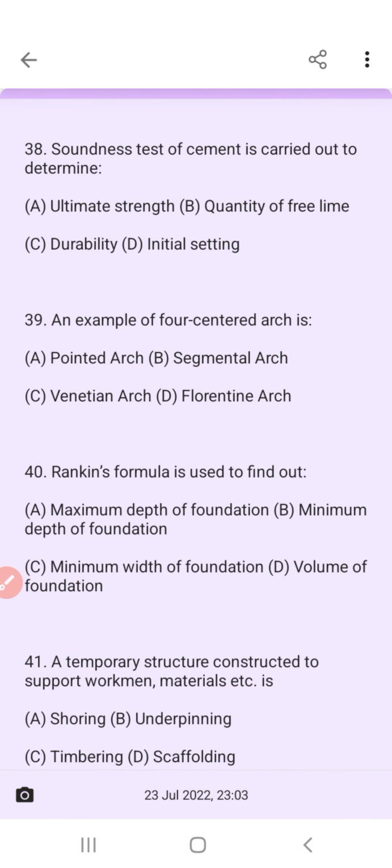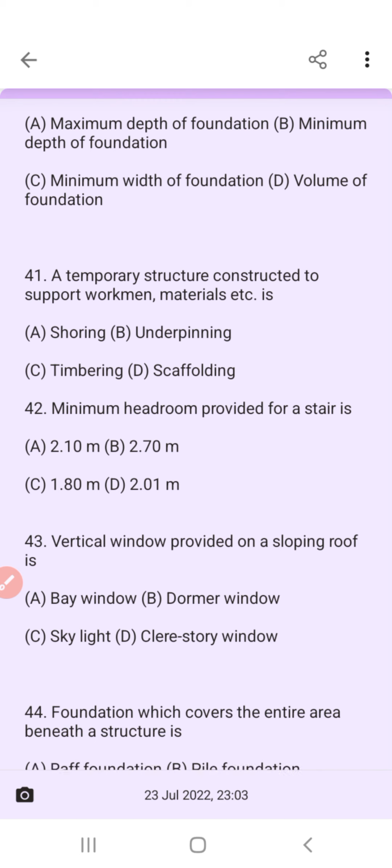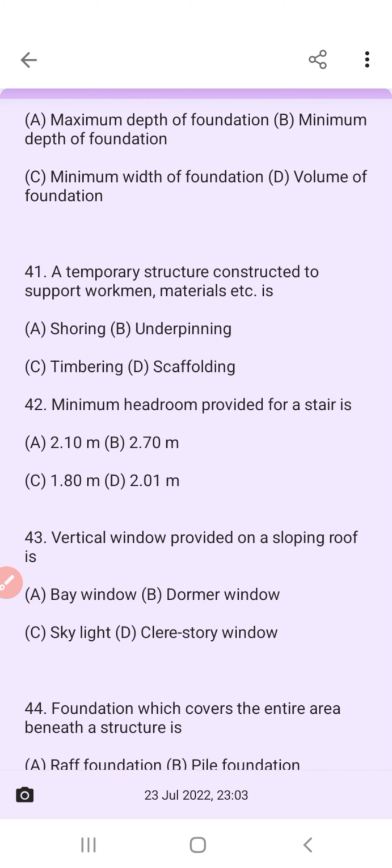Rankine formula is used to find minimum depth of foundation. A temporary structure constructed to support workmen or material etc. is known as scaffolding. Minimum headroom provided for a stair is 2.10 meter. Correct option is A.